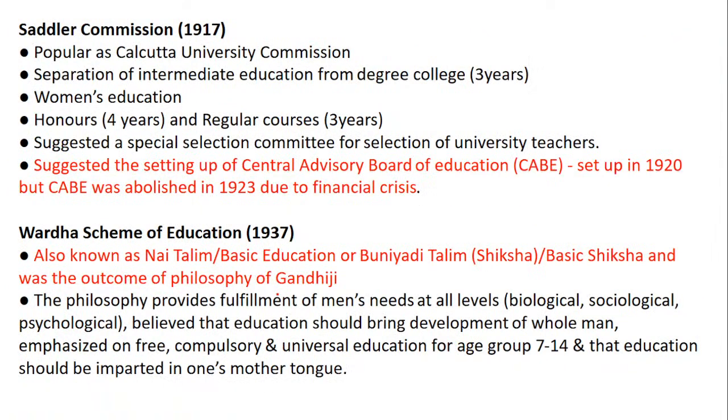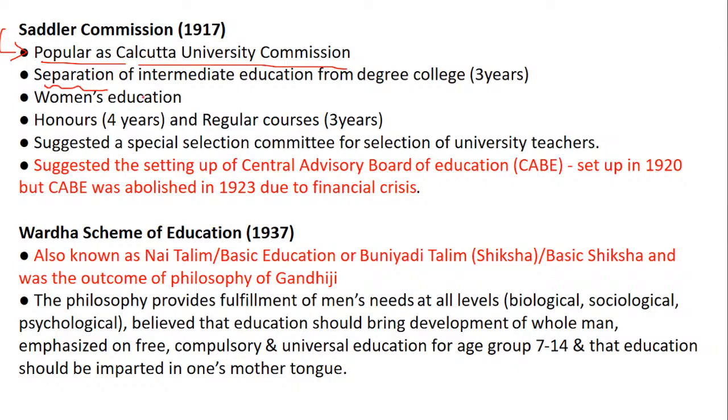Next is your Sadler Commission. So now when we talk about the Sadler Commission, the popular or another name by which it is known, I have just formed the sentences, so be careful. Sadler Commission was also known as the Calcutta University Commission, so you can also get it as another name. You should be very careful. And here, in some books it will be written as segregation.